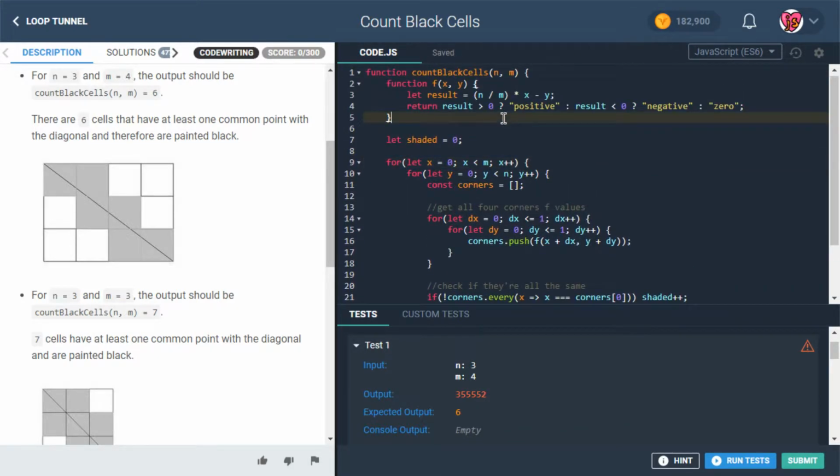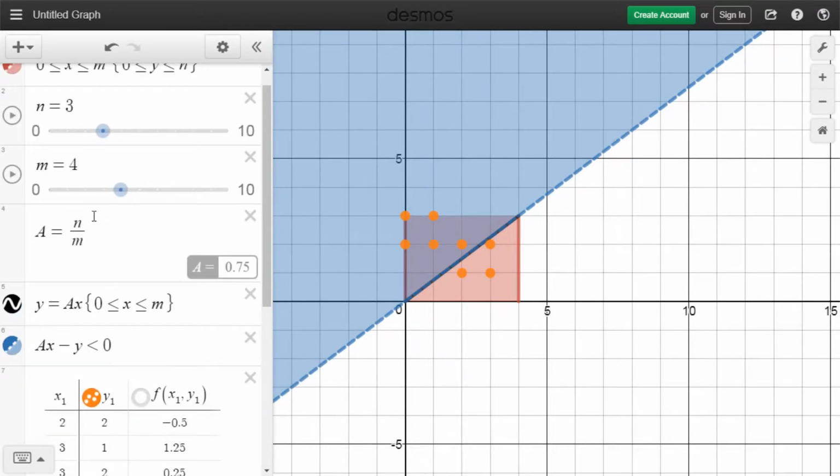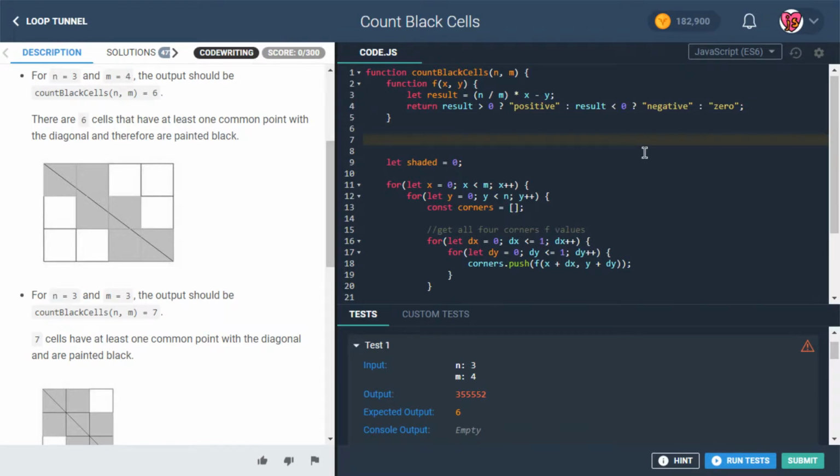The question is, how are we going to do this? So right now we have this f of x, y thing. This is basically our standard form equation, and it's telling us f at x, y. But what I actually want to do is go back to just the regular, this, exactly. So this is just y equals n over m of x, or times x. Okay, so let's do that. We'll say function get y. Does that make sense?